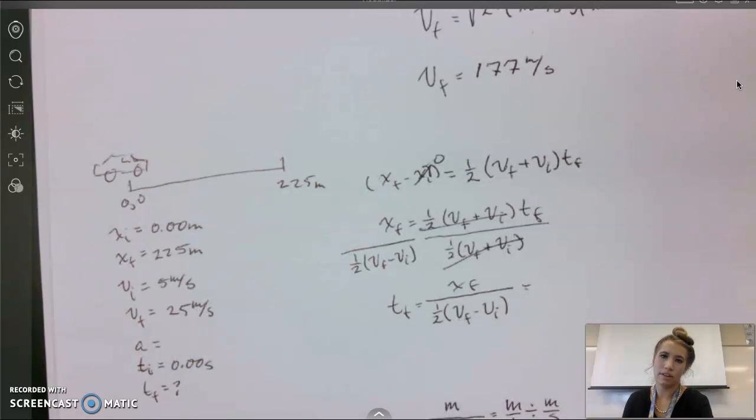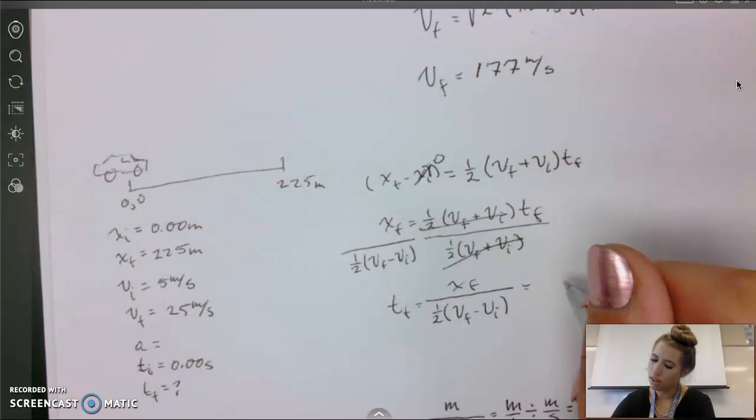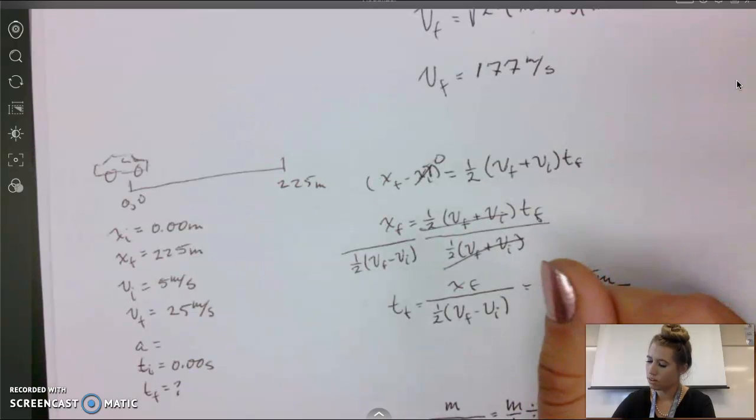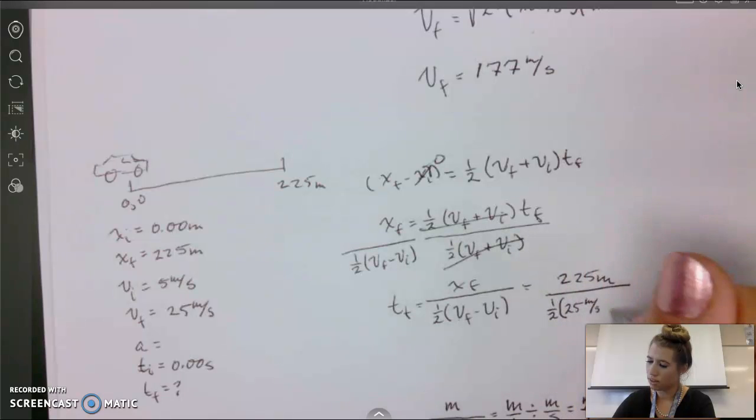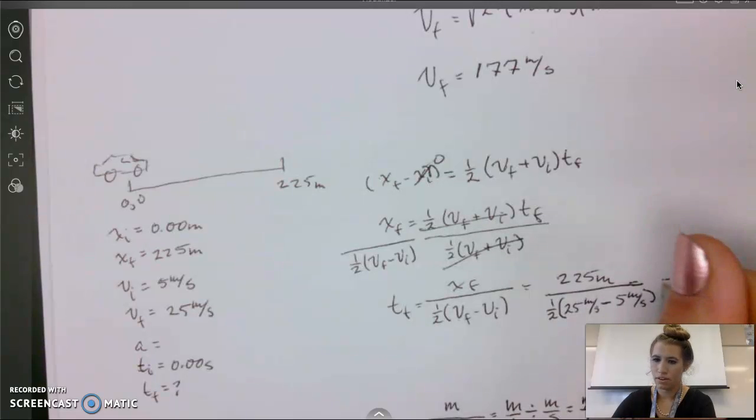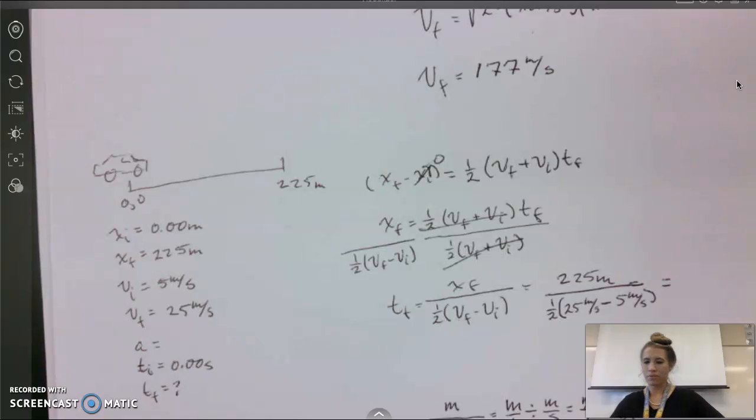If I have one fraction, I want to make the other one a fraction. And then anytime we divide by a fraction, that's the same as multiplying by the reciprocal. So meters cancel, and we do in fact end with units of seconds. So this is a great way of checking if you rearranged your equations properly. Okay, so let's plug in numbers. X final is 225 meters. 1/2 velocity final was 25 meters per second plus velocity initial, which was 5 meters per second. Okay. So, let me grab my calculator.